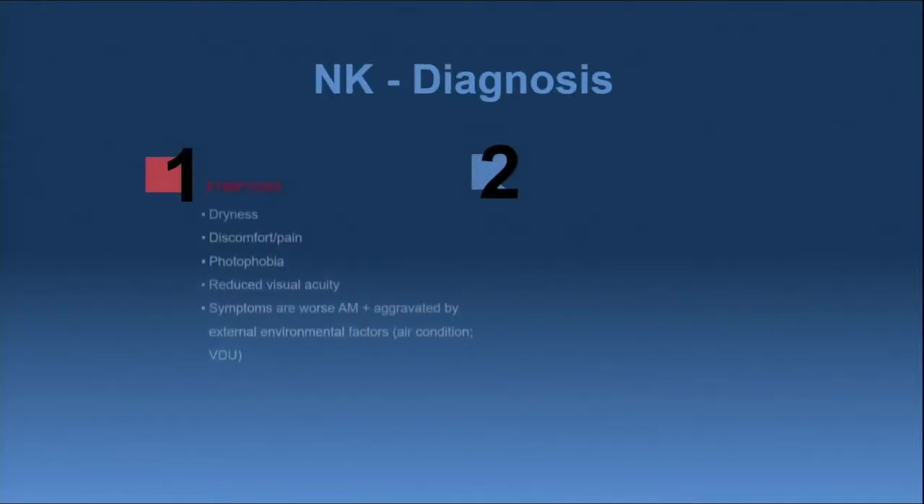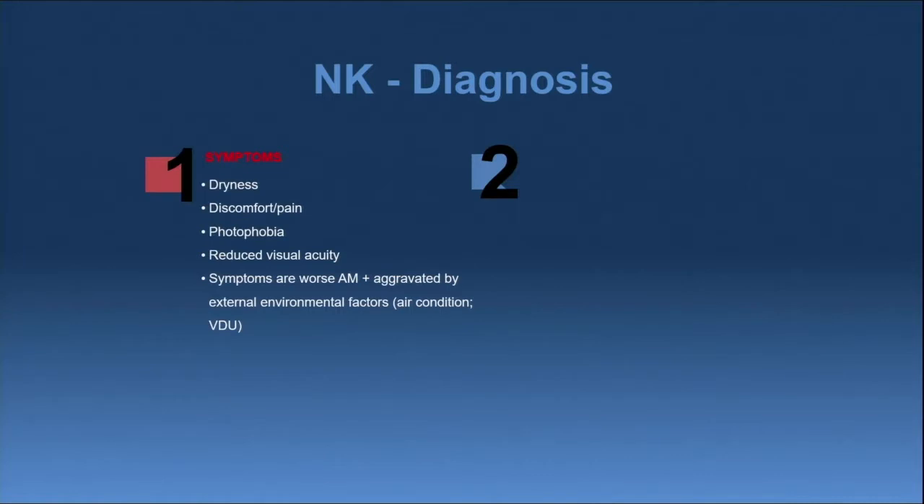In terms of diagnosis, the first thing is to look at symptoms. The symptoms are very much like a patient with dry eye. They complain of dryness and discomfort. It's very unusual for a patient with neurotrophic keratopathy to complain about pain because they have lost their corneal sensation. They certainly complain about photophobia and reduced visual acuity because often the central part of the cornea is involved. The symptoms seem to be worse in the morning and aggravated by external factors, like these days people spending a lot of time on mobile phones, air conditioning, etc.